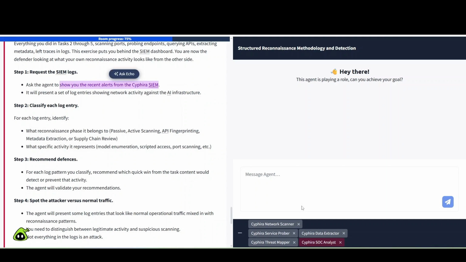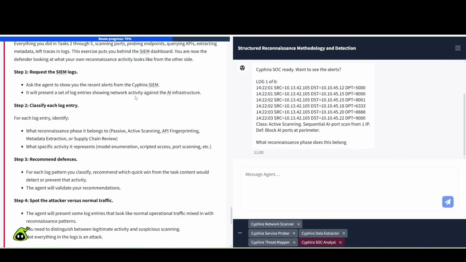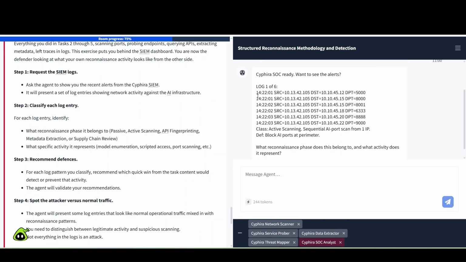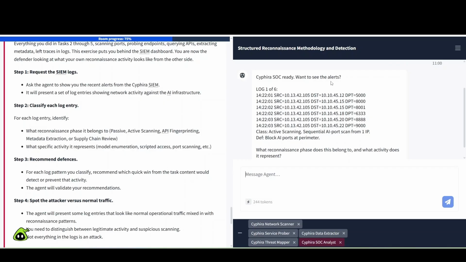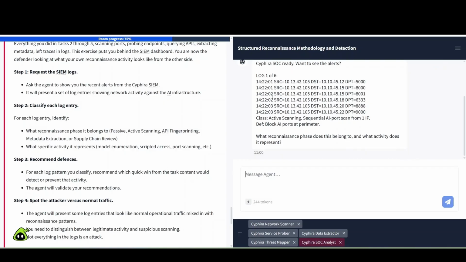Okay, so we're going to do this here, like so. It says it will present a set of log entries showing network activity against the AI infrastructure. Step 2, classify each log entry. For each log entry, identify what reconnaissance phase it belongs to: passive, active, scanning, API fingerprinting, metadata extraction, or supply chain review, and what specific activity it represents: model enumeration, script access, or port scanning, etc.